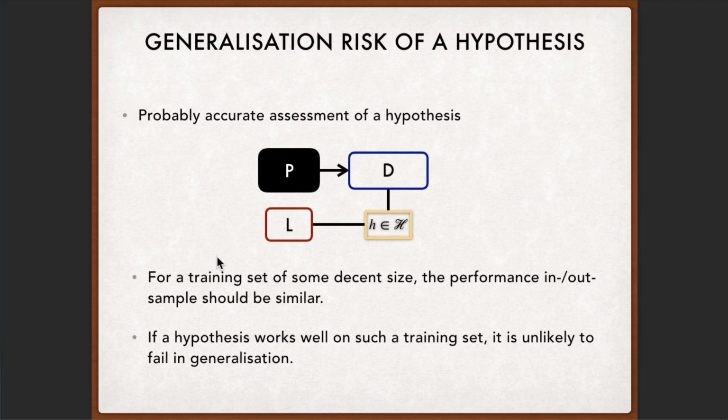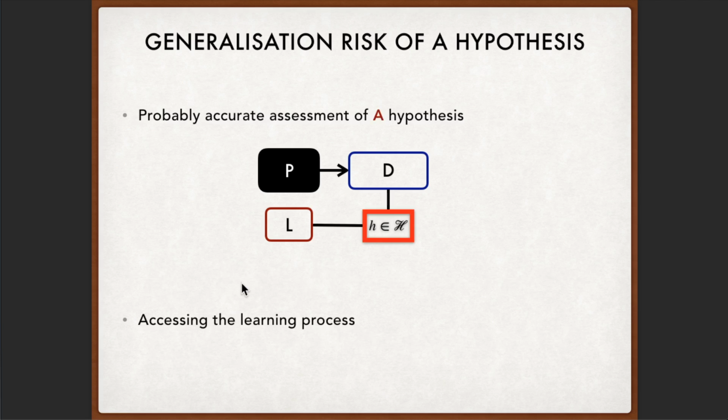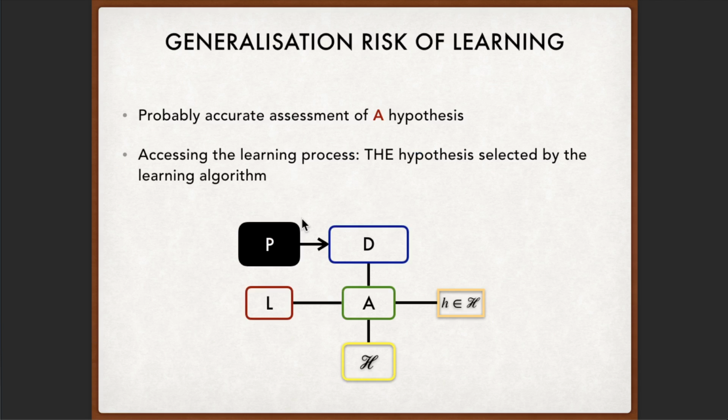It sounds perfect. It sounds just what we need, but is this theoretical guarantee of evaluation on a hypothesis sufficient? No. We notice that this theory is about the reliability of evaluation of a hypothesis. However, what we are concerned with is assessing the result of a learning process. We are concerned with the hypothesis that is selected by a learning algorithm from a family.